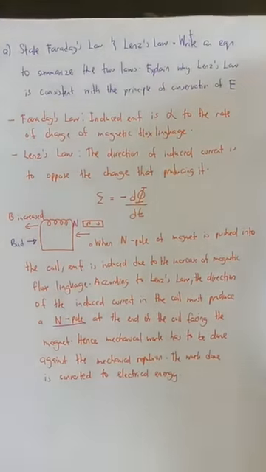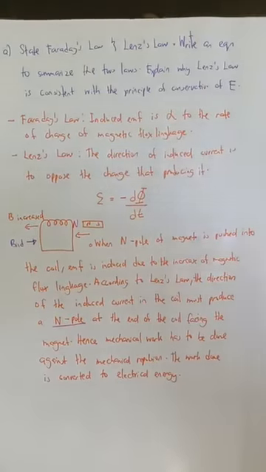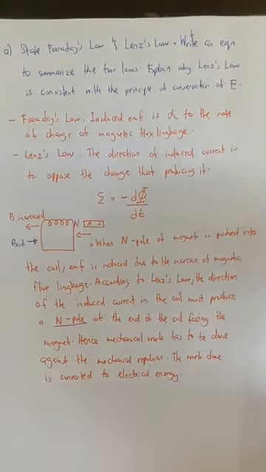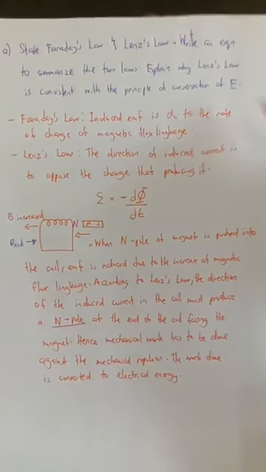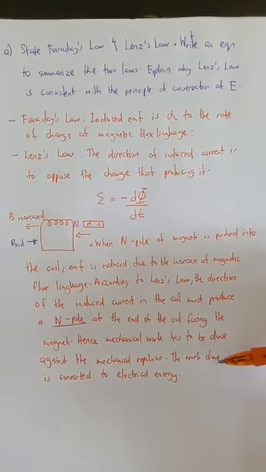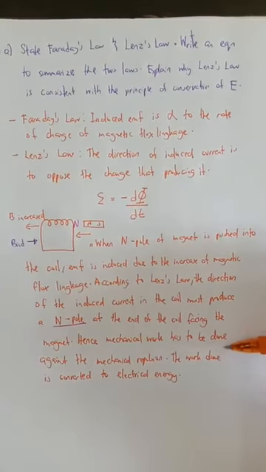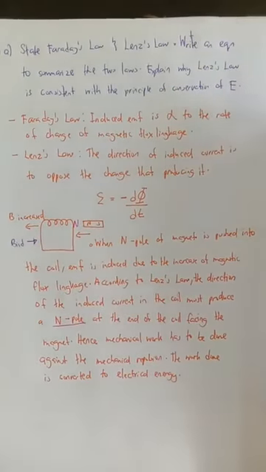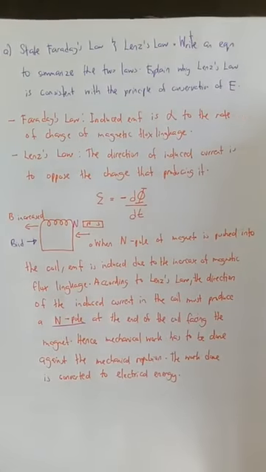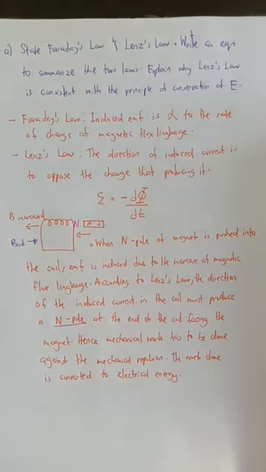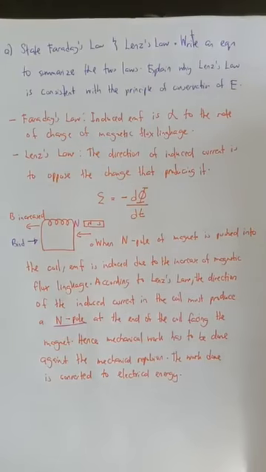When we answer, we follow what the question needs. They say explain by using Lenz's law, so we must have the north pole. And then the principle of conservation of energy is from what work to what work. Mechanical work has to be done against the mechanical repulsion. The work done is converted to electrical energy. So that is the principle of conservation of energy there. Okay, if you are finished here, give a thumbs up.